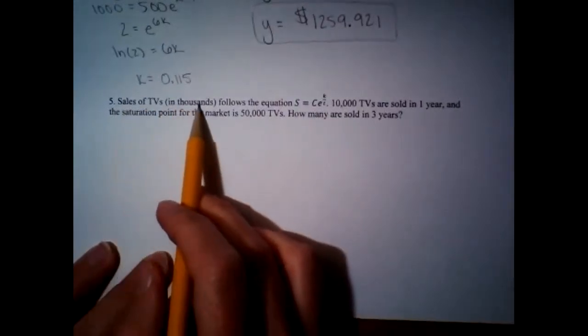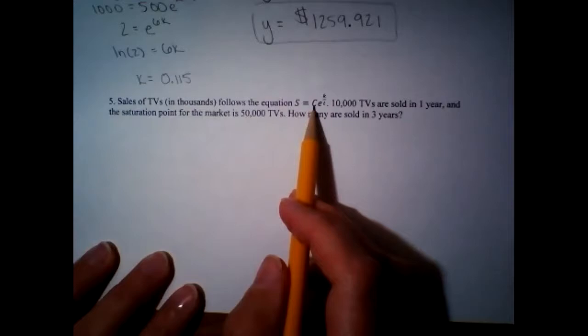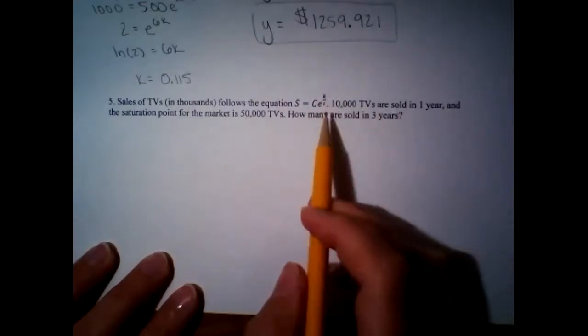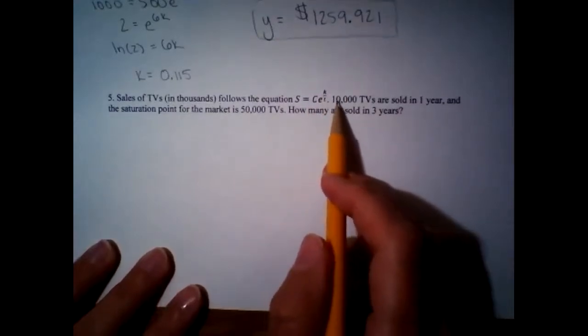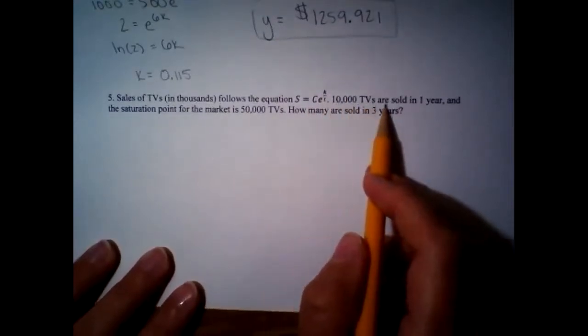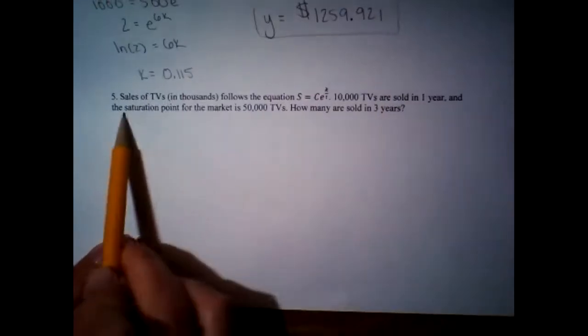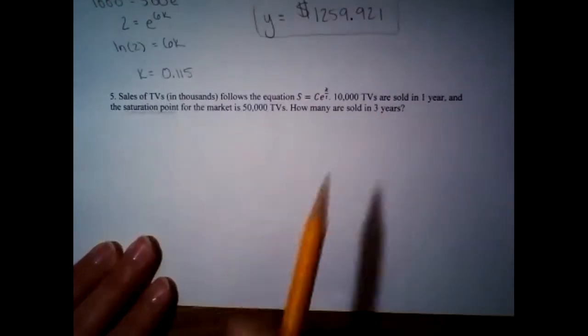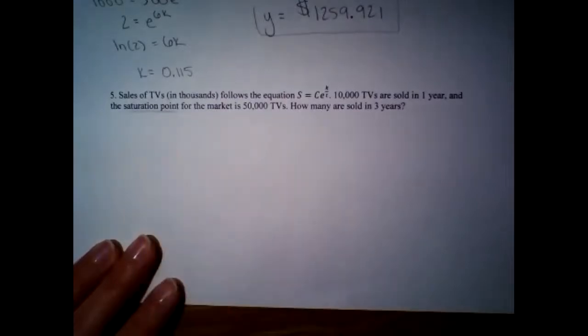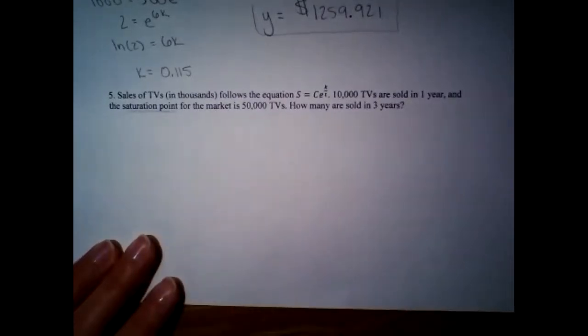Sales of televisions in thousands follows this equation. So you pretend you're a TV salesman, selling TVs to people door to door, right? 10,000 televisions are sold in 1 year, and the saturation point for the market is 50,000 TVs. What it means when you saturate the market is you've sold a television to everyone that's going to buy one, and you can no longer sell televisions because everyone who wants one already has one.